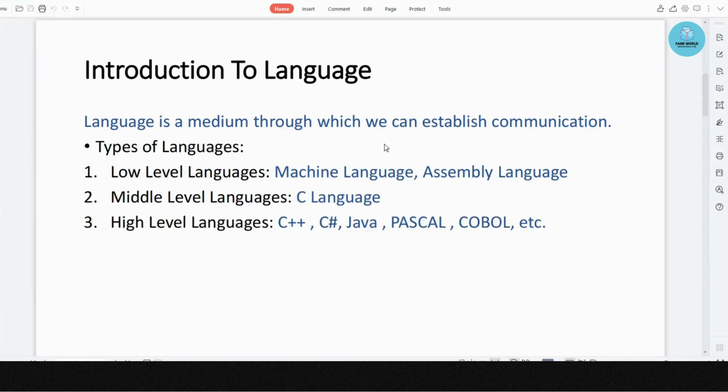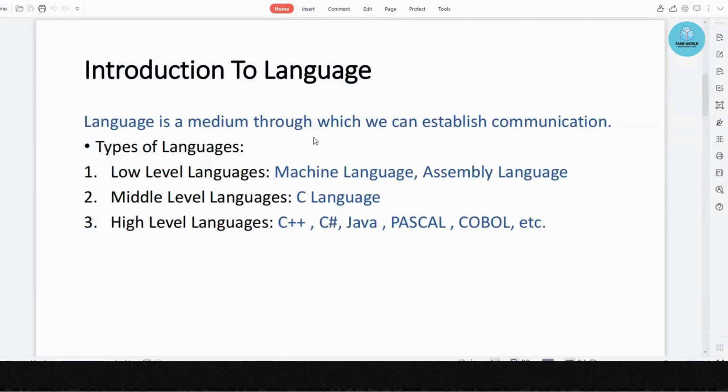Simply, when we talk about compiler and interpreter, the compiler is used for converting the whole code at once. And when we talk about the interpreter, it converts the code line by line, one line at a time, then another line will be converted.